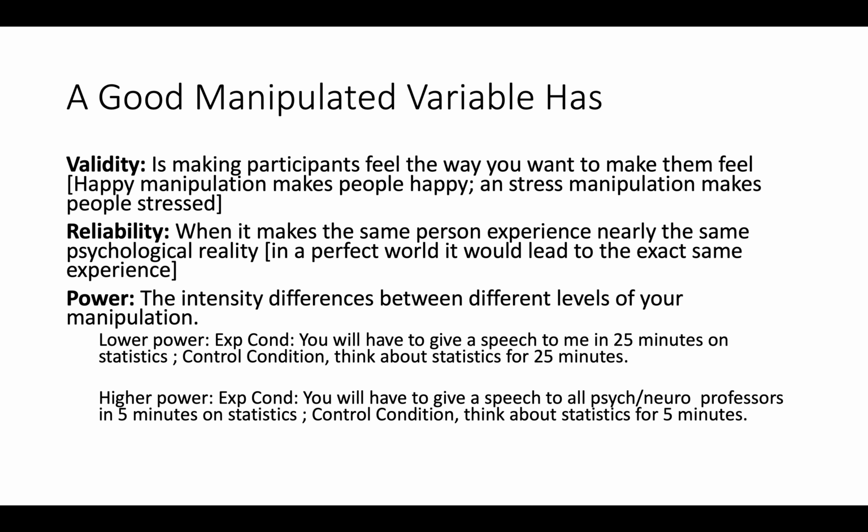Now, the only way to know if your manipulation is reliable is you have to add a dependent variable to it. So let's take this Happy Gilmore example. I have to add a measure of happiness, and I have to give it to multiple people multiple times, showing that the movie consistently leads them to have about the same experience of happiness. More on that in the next slide.